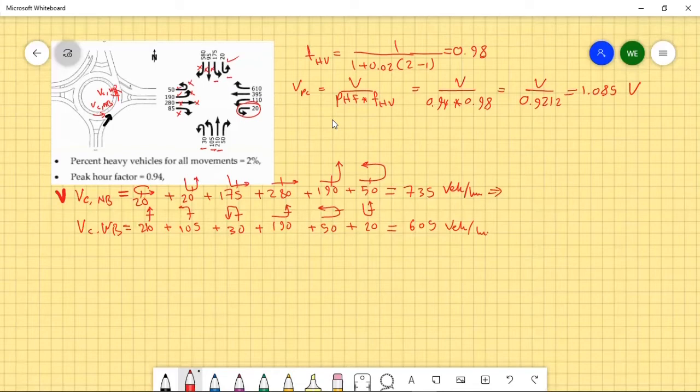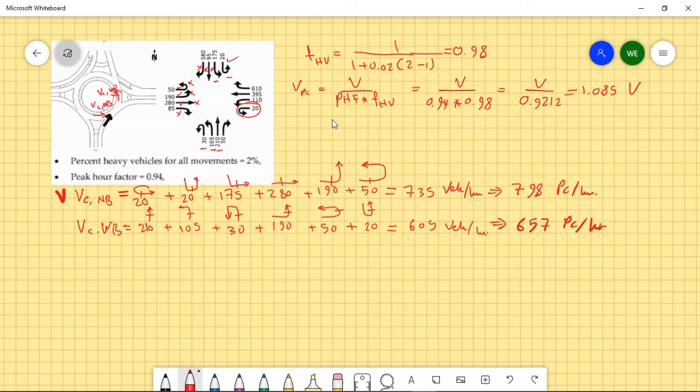So this will become 1.085 multiplied by 735. So this is 798 passenger car per hour. And this will be 605. So this is 657 passenger car per hour.